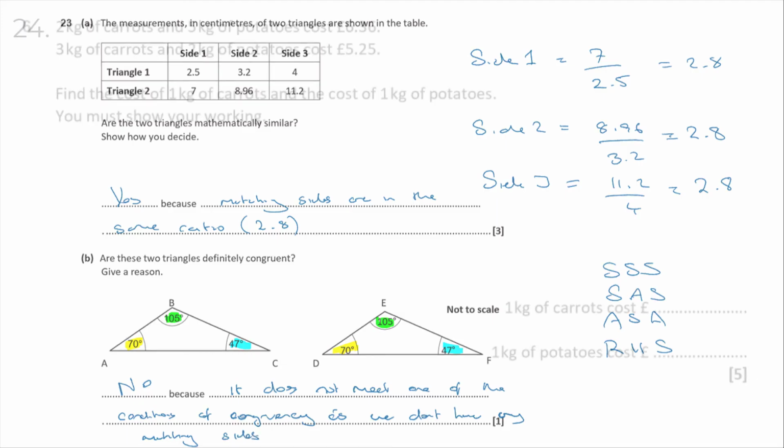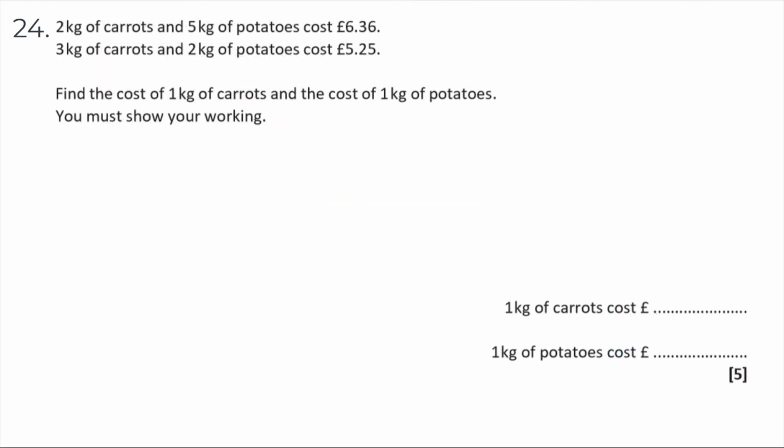2 kilograms of carrots and 5 kilograms of potatoes cost £6.36. 3 kilograms of carrots and 2 kilograms of potatoes cost £5.25. Find the cost of 1 kilogram of carrots and the cost of 1 kilogram of potatoes. You must show your working.